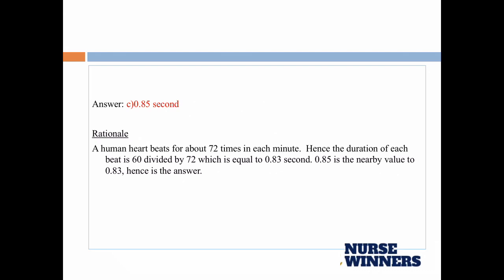Rationale: a human heart beats about 72 times in each minute. Hence, the duration of each beat is 60 divided by 72, which is equal to 0.83 second. 0.85 is the nearest value to 0.83. So the right answer is option C, 0.85 second.